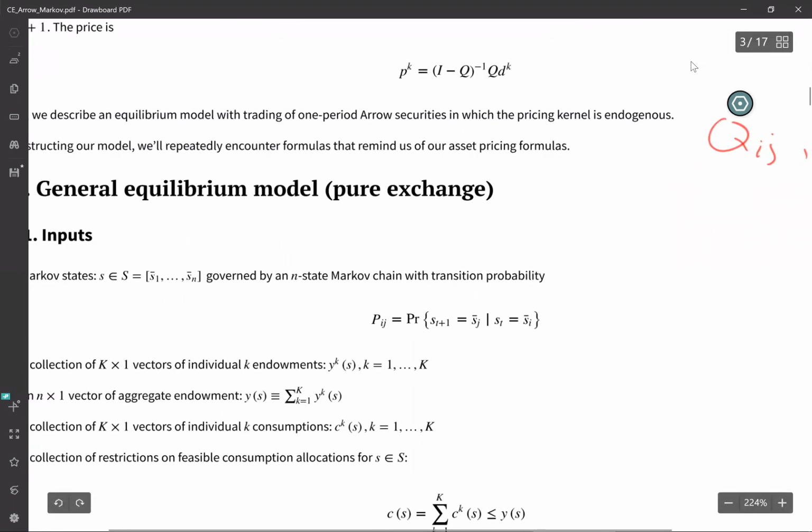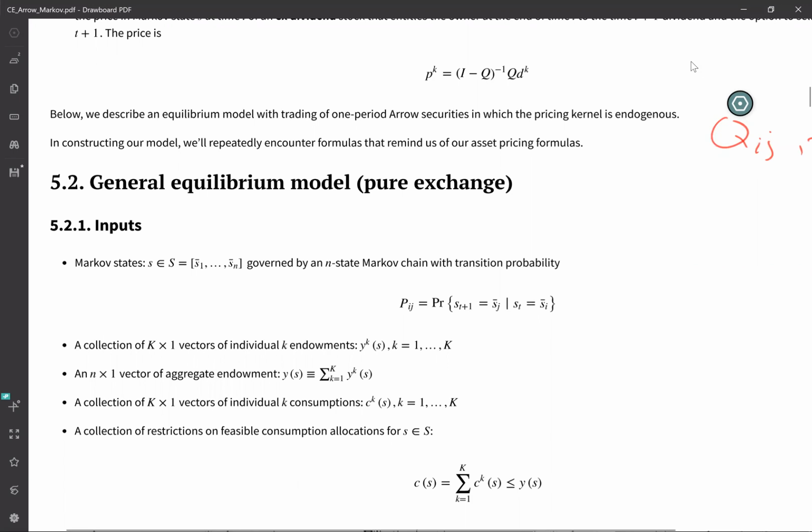So to review our setup, this is very much a version of what's in chapter 9 of RMT5 with Ljungqvist. We're going to have a Markov chain. We're going to have n states. We're going to have a Markov chain P. We're going to have some exogenous endowments. We're going to name the people k equals 1 through K. Those are the names of our people.